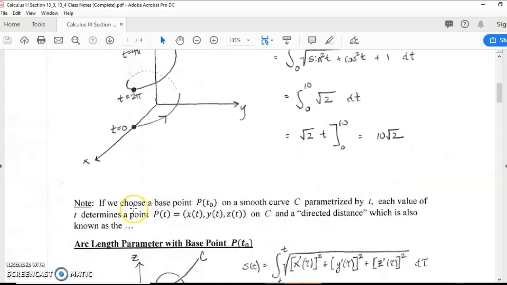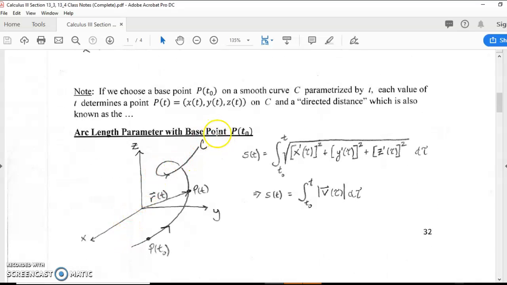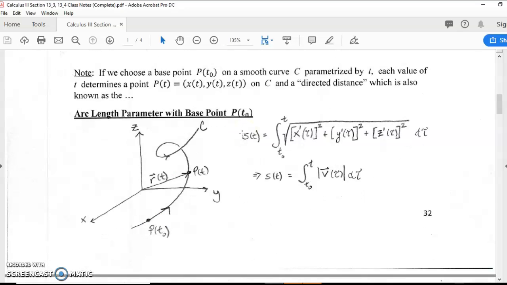Now note, if we choose a base point P of t naught on a smooth curve C parameterized by t, like we have here, each value of t determines a point, P of t, which is x of t, y of t, z of t, on that curve C, and a directed distance, which is also known as the arc length parameter, with base point P of t naught. Let's say it's just any general curve. I'm trying to draw a general picture here. So I'm going to start right here as my base point. That's actually the starting point of the curve.